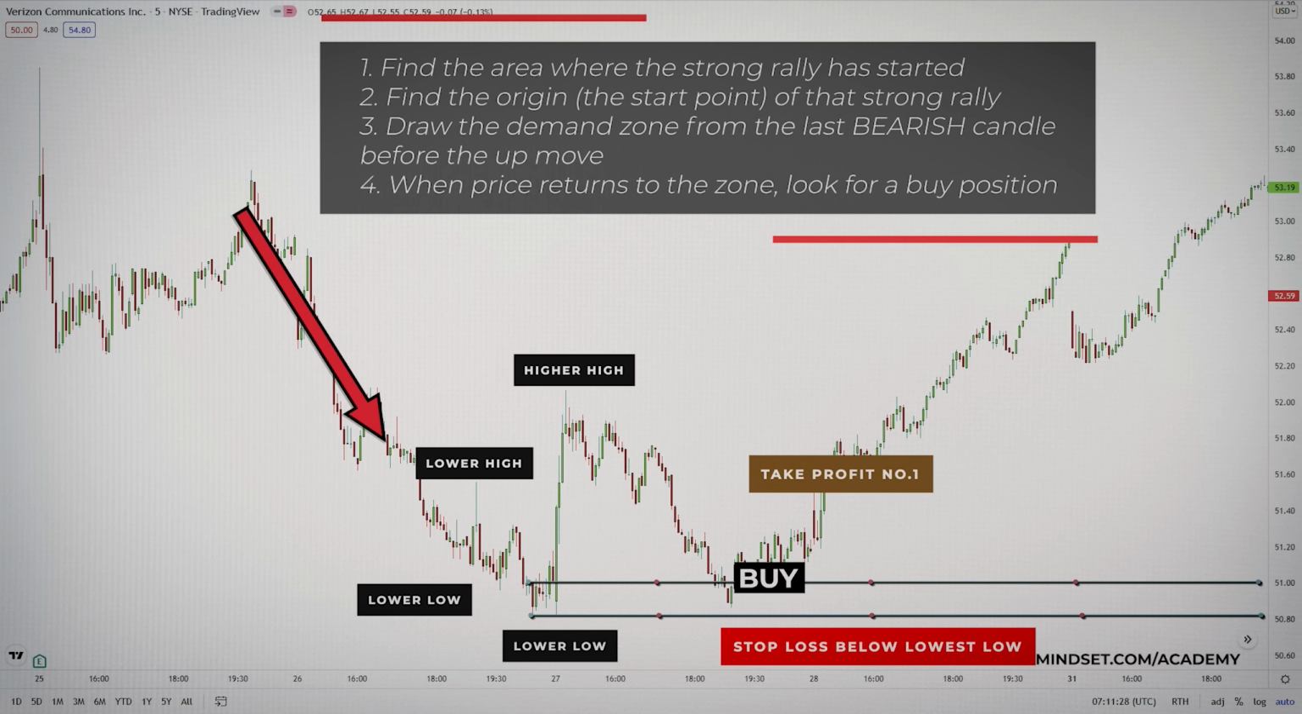Here's our first target, and here's our second target. Of course, anticipating a much bigger break-off structure, you can leave a portion of the trade open in the case the reversal is much more aggressive.